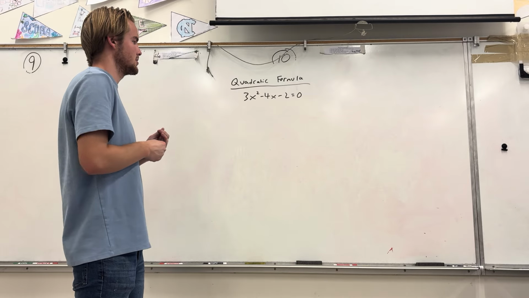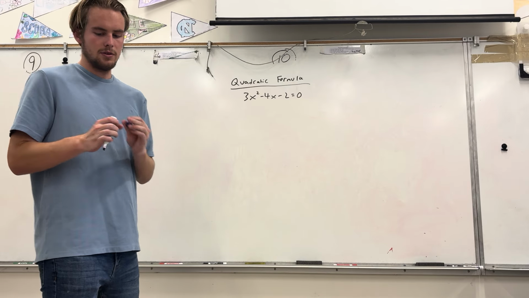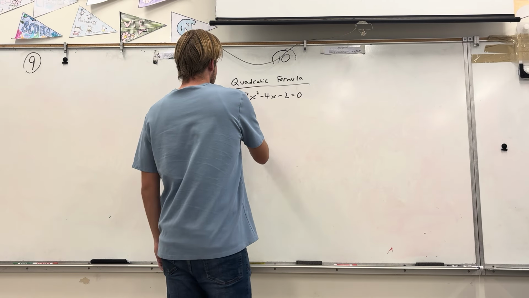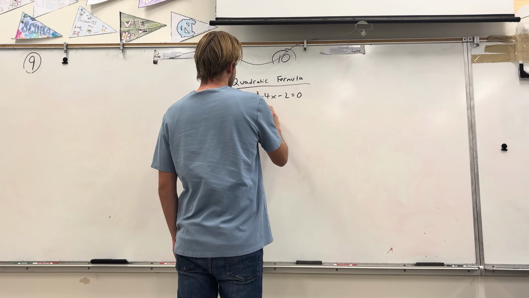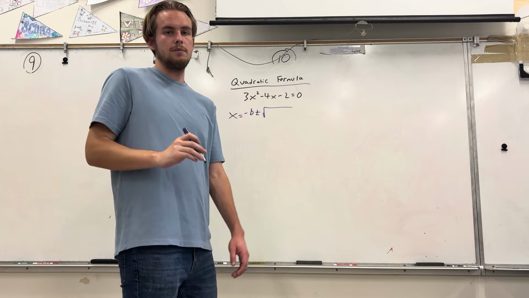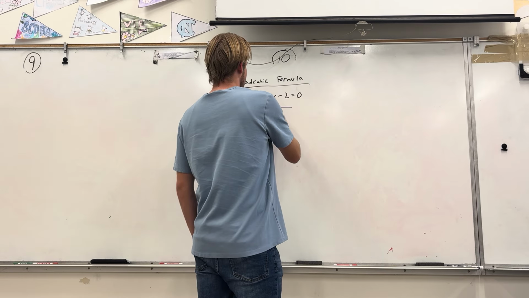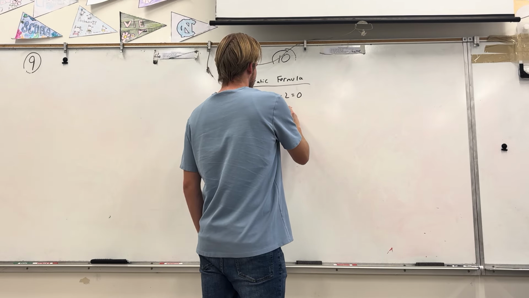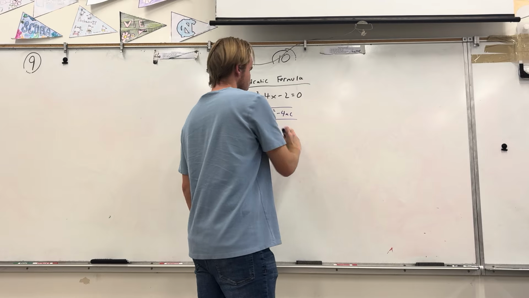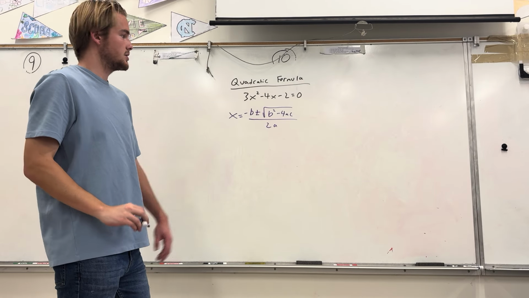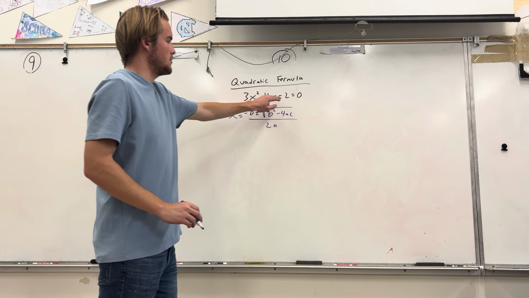So how do we do this? We just write down the formula. If you remember the formula, it's x equals negative b plus or minus the square root of b squared minus 4ac, all over 2a. So we can start off with this equation by just identifying a, b, and c.